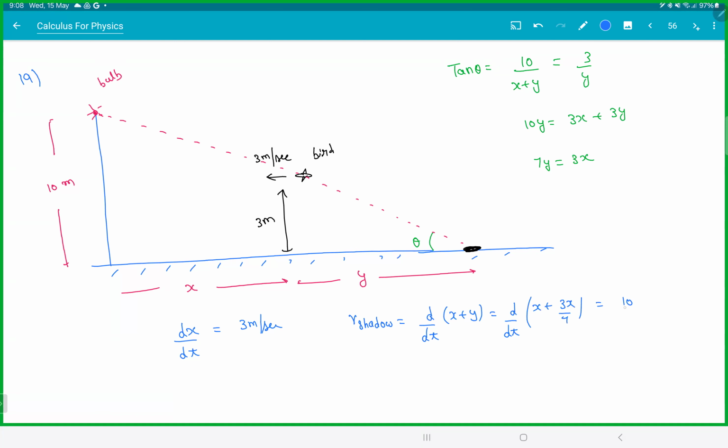That would be 10 by 7 dx by dt. And dx by dt is nothing but 3. So 30 by 7 meters per second. Please check.